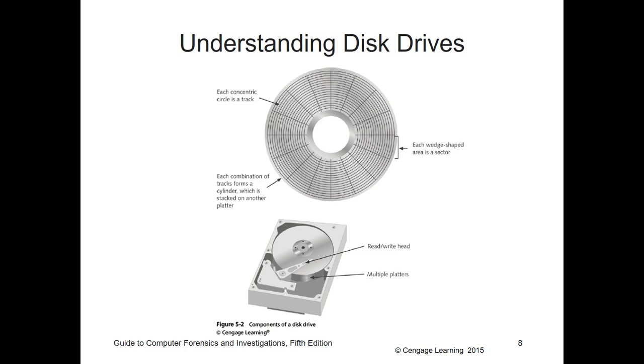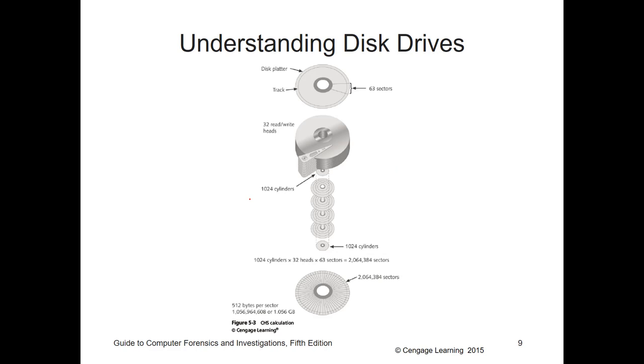So basically, let me grab my pen. Each concentric circle is going to be a track. Each wedge is going to be a sector. Each combination of tracks forms a cylinder, which is stacked across the platters. So what I mean by that is, we have one disk, we have a cylinder, then we have another disk, and another cylinder, and so forth.